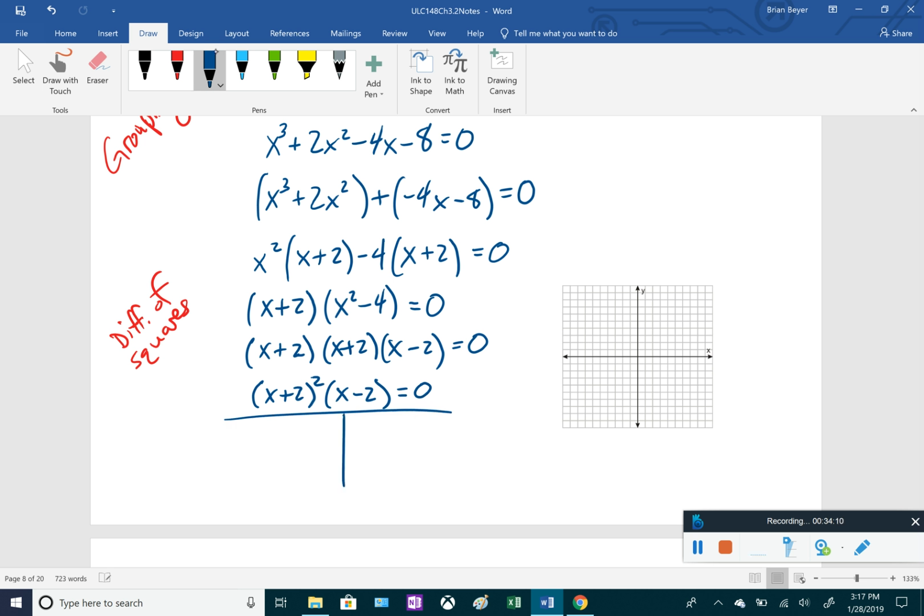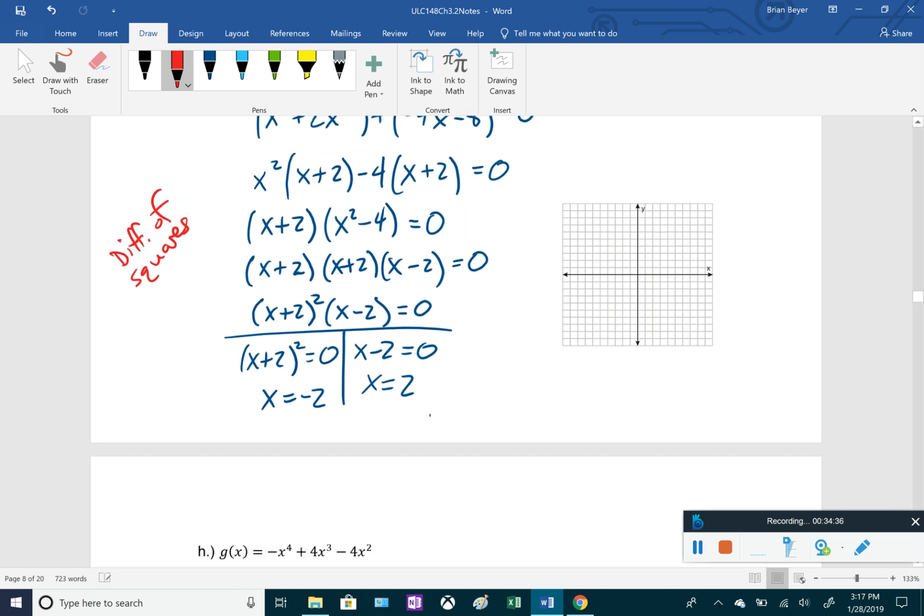So that's going to be setting these factors to 0, x plus 2 squared equals 0, and x minus 2 equals 0. The right-hand side will give us x equals 2. On the left-hand side, we would square root both sides, and then we would subtract 2. So we get x equals negative 2. Okay, and if we were to graph that, here's negative 2, here's 2. That would look something like that.